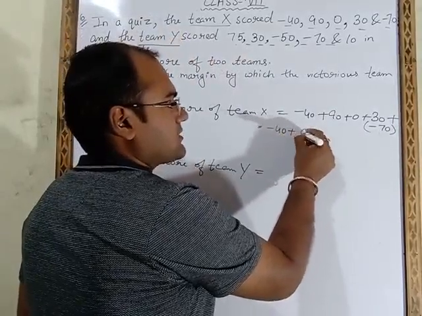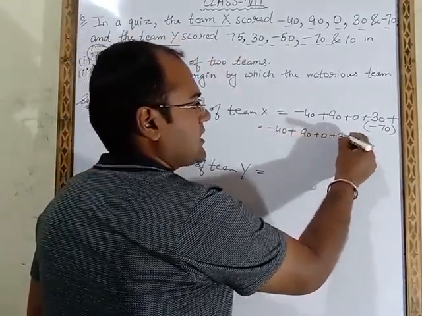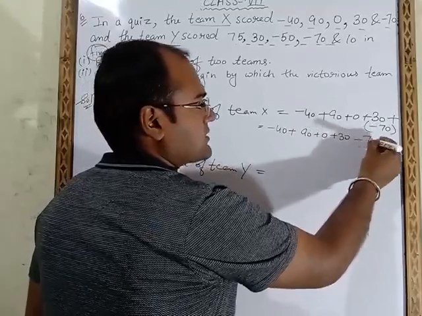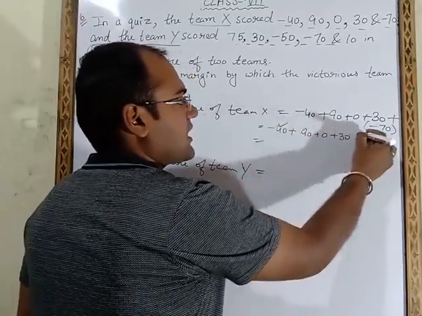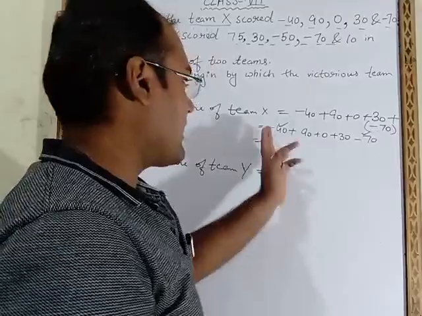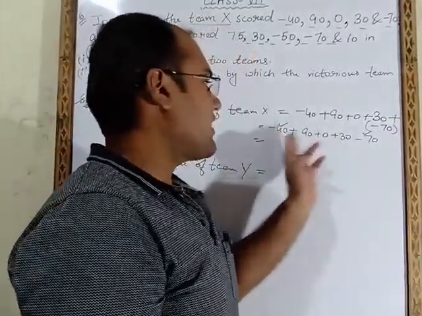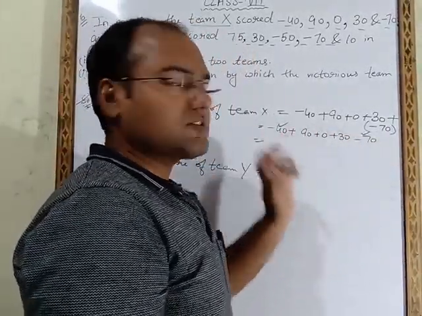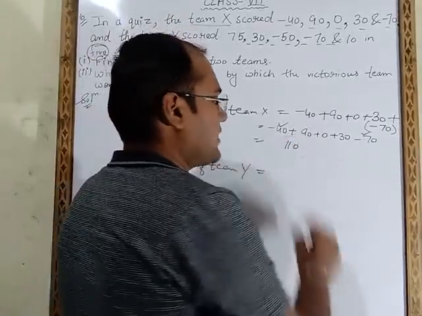Minus 40 plus 90 plus 0 plus 30, plus and minus will become minus 70. Now these two numbers are having minus sign, so minus and minus will become plus. So we have to add these two numbers. 70 plus 40, answer will be 110.